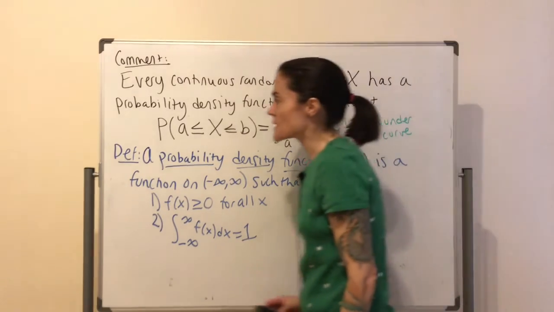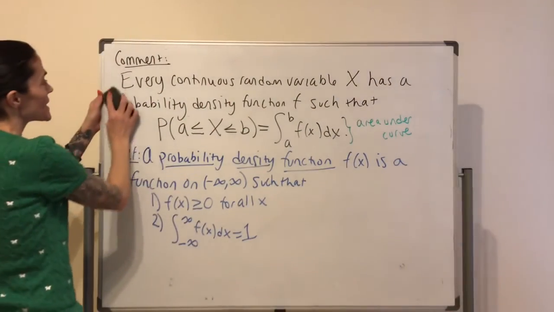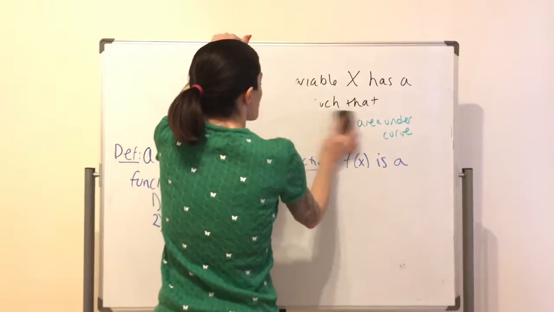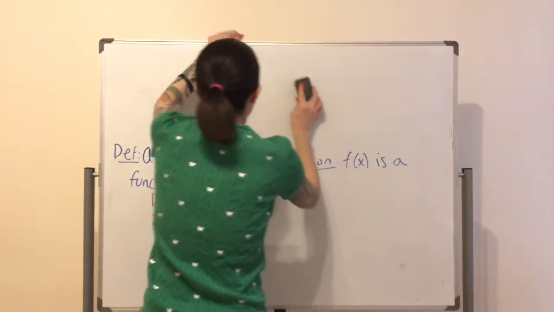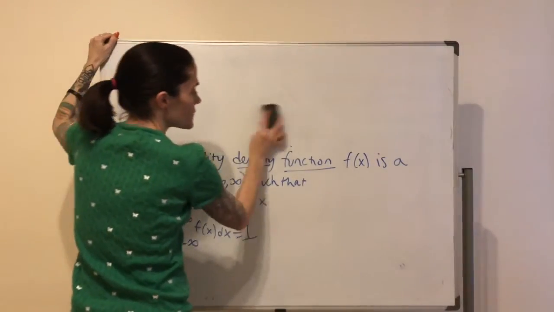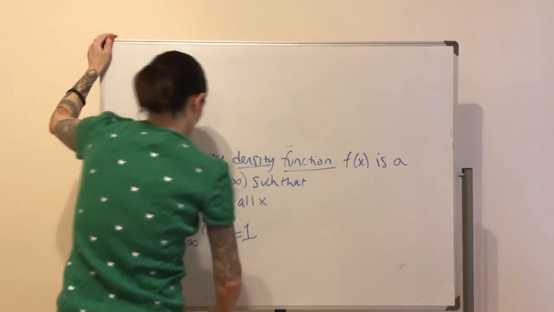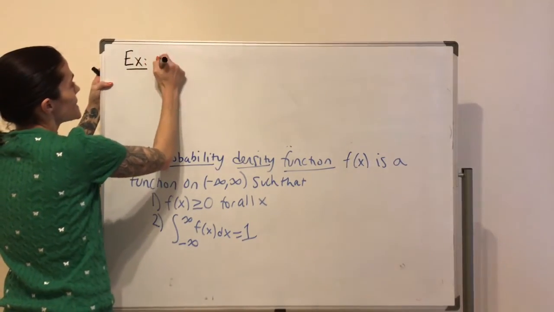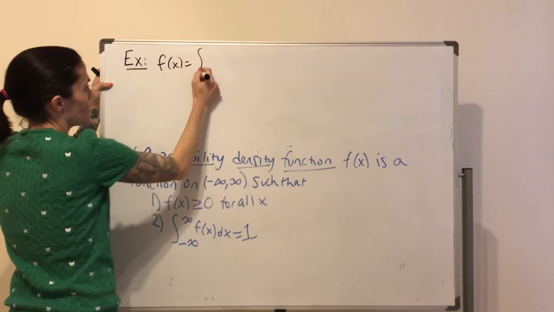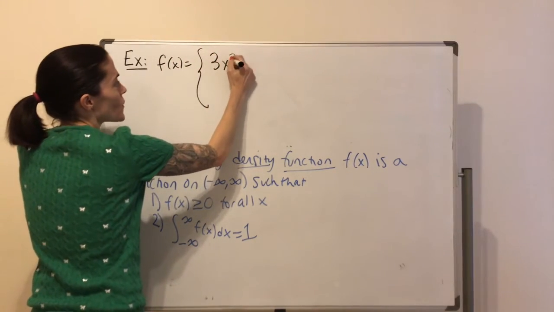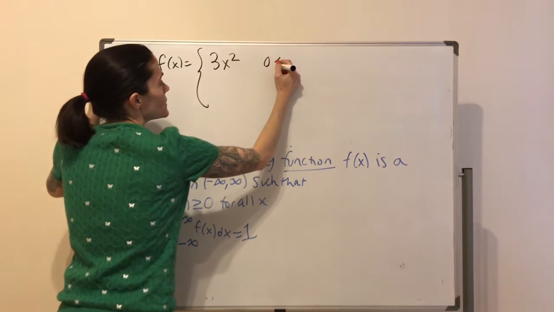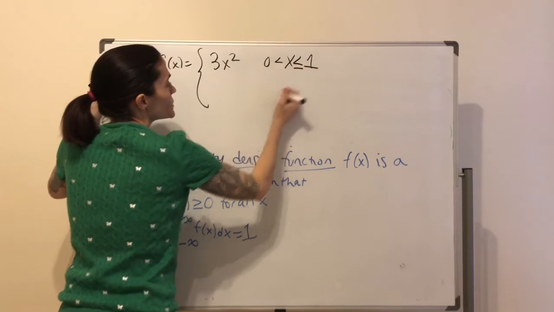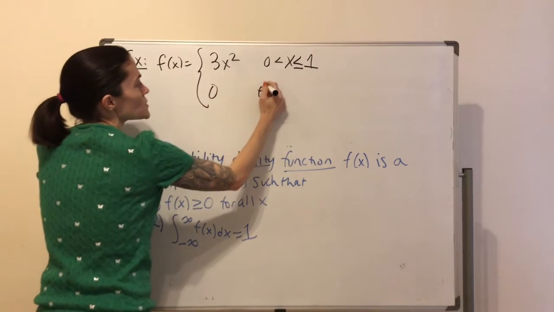Now let's do some examples. I'll do one example and then I will mention a few measures of central tendency, and then we will do a few other things. Okay, so here is an example. Let's take f of x to be 3x squared for 0 less than x less than or equal to 1, and then let's say it's 0 elsewhere.